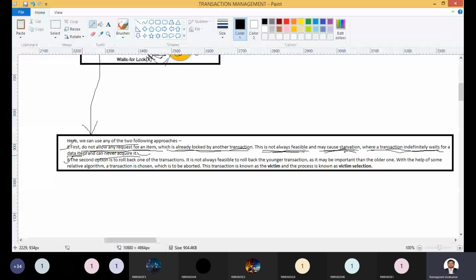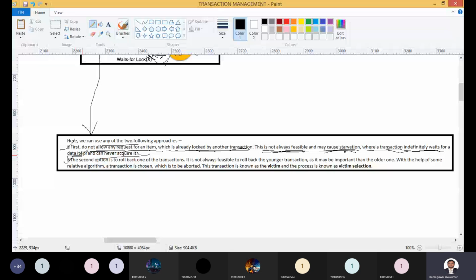That is the first approach. What we should do in the first approach? We should not allow any request for the item which is already locked by another transaction. That is important here. Right. Coming to the second approach, what is the second approach?